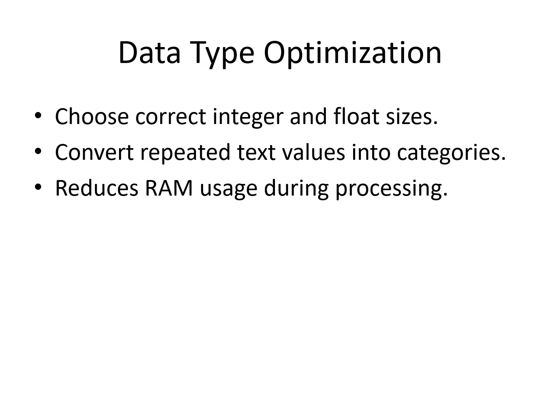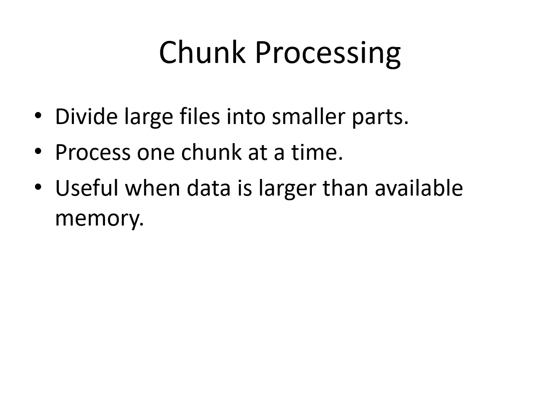Data type optimization. Every data type consumes different amounts of memory. Choosing the correct data type helps reduce memory consumption. For example, instead of storing small numbers using large integer types, we can use small integer types. For repeated text values, categorical data types can reduce memory usage. This is useful when processing millions of records.